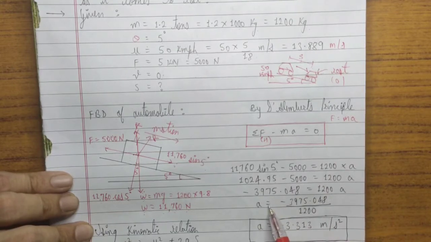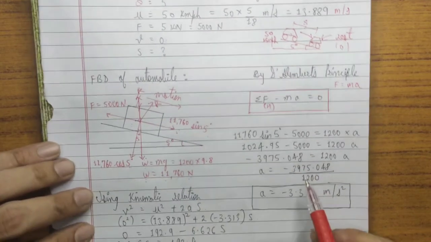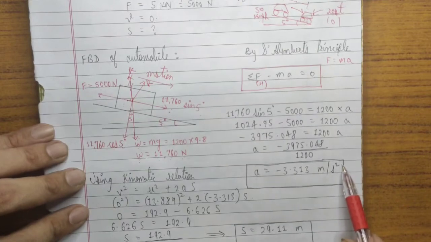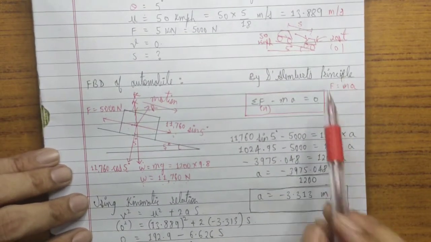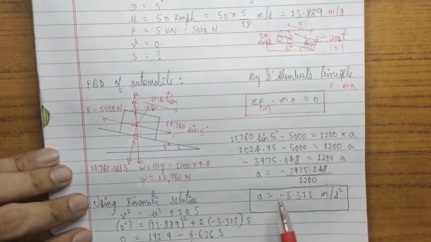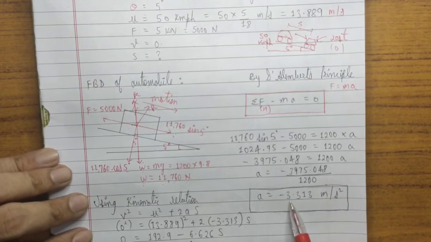So the value of A will be equal to minus 3975 upon 1200. Okay, so the value of acceleration comes out to be minus 3.313. Since it is acceleration, it will be in meter per second square. Okay, so by considering D'Alembert's principle, we have found out the value of acceleration. It comes out to be minus 3.313 meter per second square.